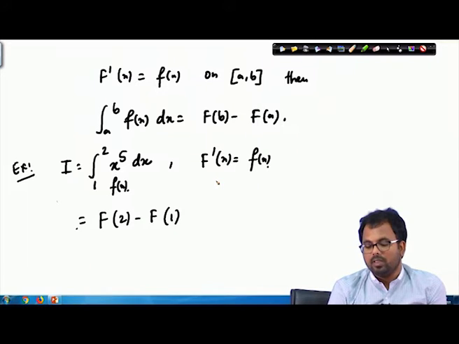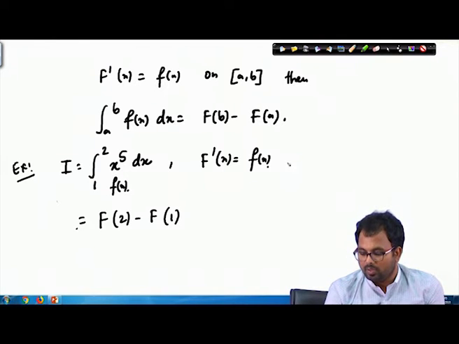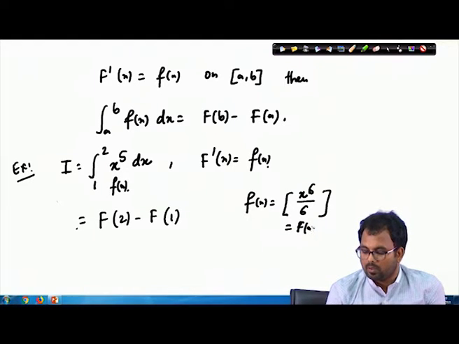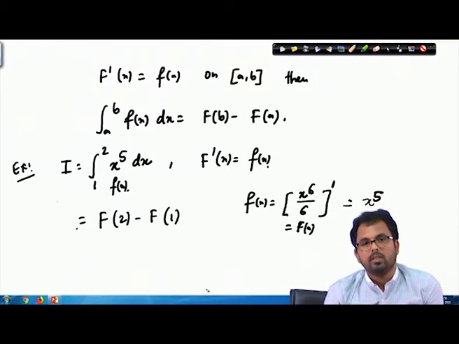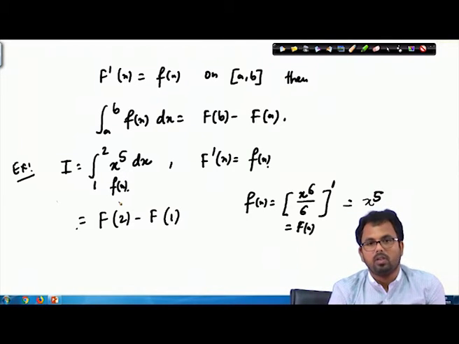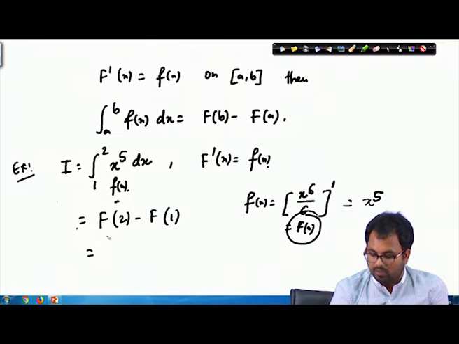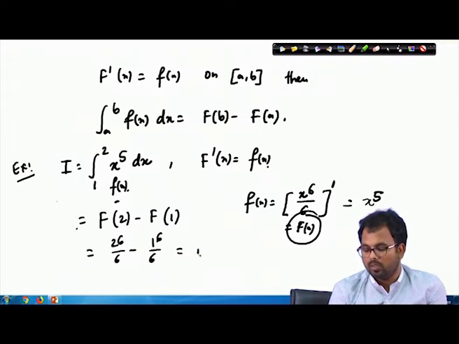So in this case it is very easy to find this capital F. Here our capital F(x) would be x to the power 6 by 6. If I take the derivative of that capital F(x), then we obtain x to the power 5, and this x to the power 5 is our small f(x) here. So the integral is F(2) minus F(1), which is basically 2 to the power 6 by 6 minus 1 to the power 6 by 6, and that will be the answer.